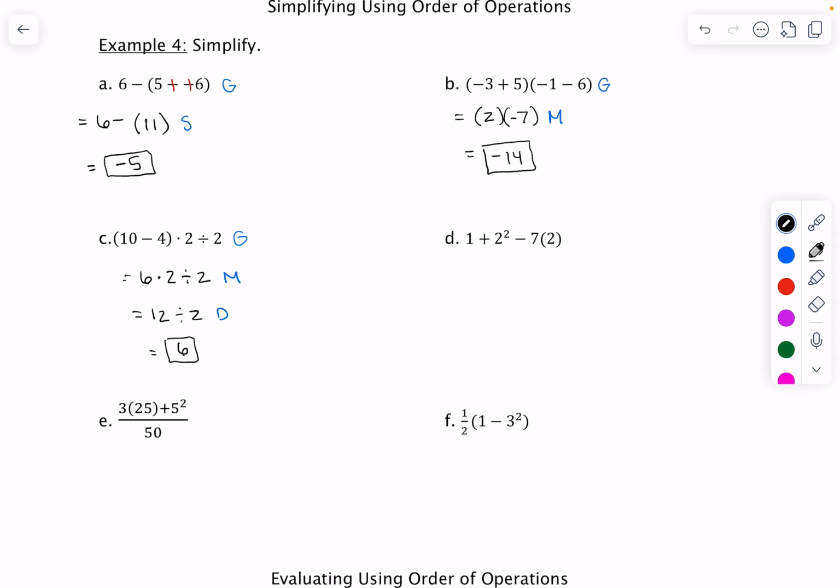Letter D, I've got exponents, multiplication, some addition, subtraction, but no grouping. So I can skip grouping and I can go straight to dealing with my exponent. So keep the 1, keep the plus, but 2 squared now becomes 4. Minus 7 times 2. Now I'm going to do my multiplication. So I keep the 1, keep the plus 4, and this becomes minus 14. Now I'm going to do my addition. So I get 5 minus 14. And then I'm going to do my subtraction to end it. 5 minus 14 is negative 9.